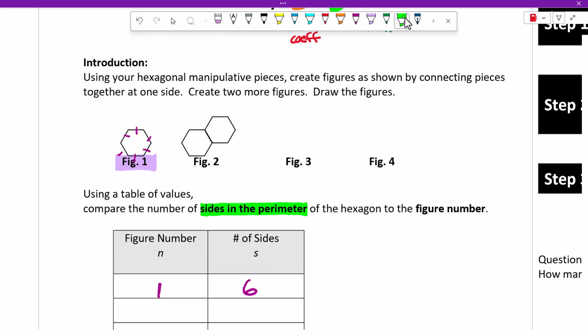Then we have our second diagram here. How many sides are in this diagram? Do we count where they're connected? It says perimeter. So if you use the word perimeter, does this spot in the middle count? No, because we're looking for outside sides, right? So yeah, you got 10? Let's double check. 1, 2, 3, 4, 5, 6, 7, 8, 9, 10.